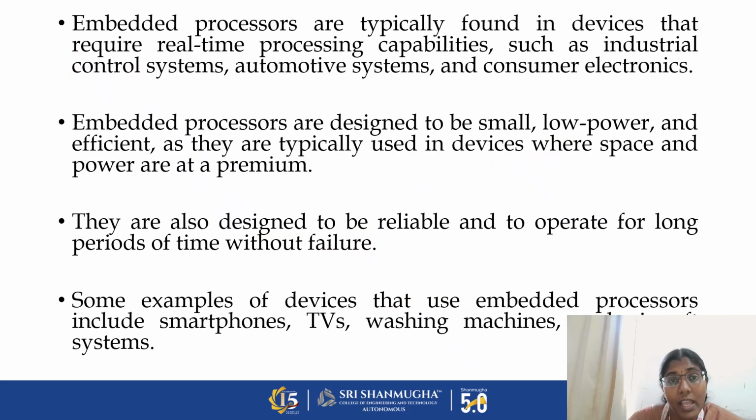And you can find embedded processors in devices that require real-time processing capabilities. Real-time processing capabilities means it will have specific deadlines. It may be a hard deadline or a soft deadline. If the system has real-time processing capabilities, you can find the embedded processor in that type of system. For example, industrial control systems, automotive systems, and consumer electronics.